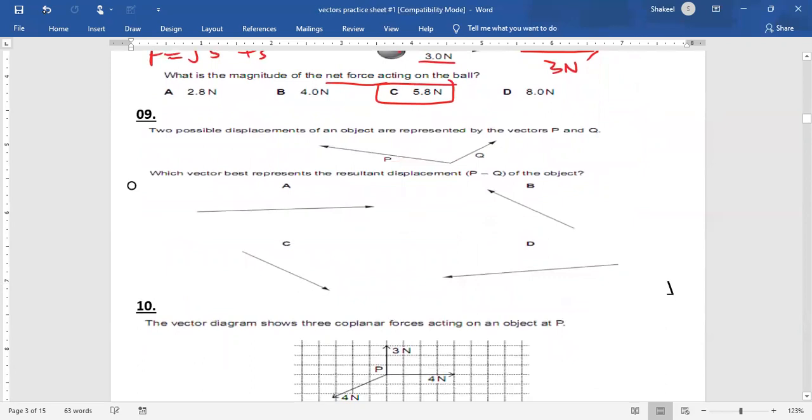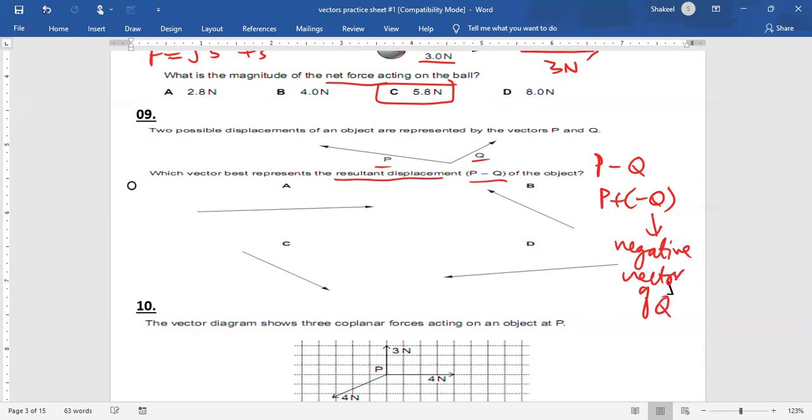Okay, question number 9 is again vector addition. P and Q are the vectors, and they're saying which vector best represents the resultant displacement P minus Q. So it is actually P minus Q, but we'll do P plus minus Q. And minus Q is what? It is a negative vector of Q, which will be in opposite direction, same length, but in opposite direction. So we'll say that, okay, this is vector P, and negative Q will be like this, head to tail rule, and this will be the resultant. So obviously, D is looking similar to the resultant.